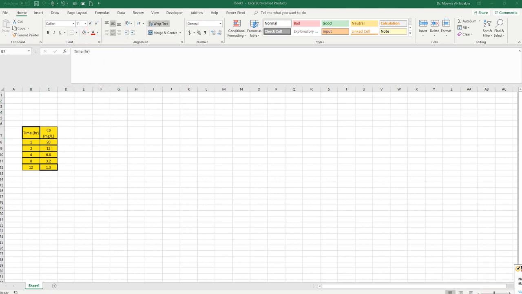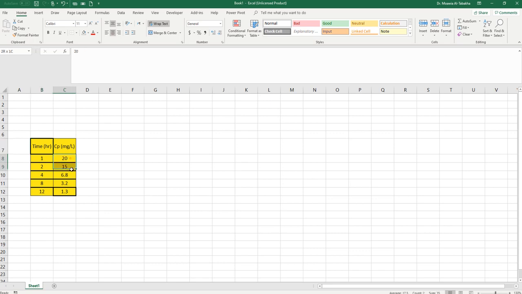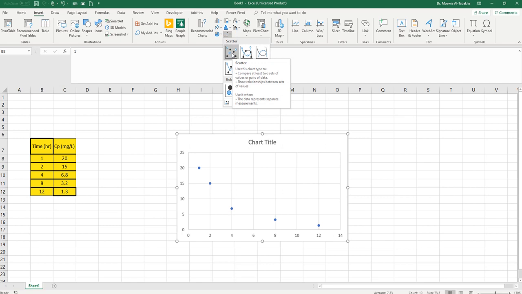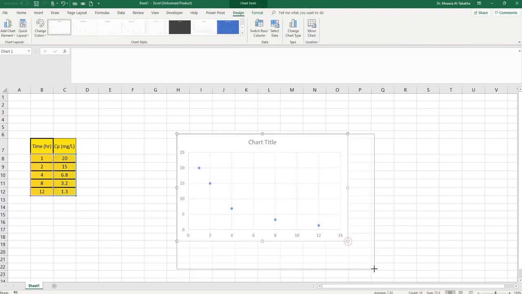So you have now the concentration and time. Pay attention to what I'm going to do. I will show you a similar graph paper, I will show you the equation, and then we are going to relate it to what we have already done. We know what equation governs concentration and time: ln Cp is equal to ln Cp0 minus KEL times t. So I'm going to take this data and go to Insert. In Insert, I will choose the scatter type of graphical presentation.